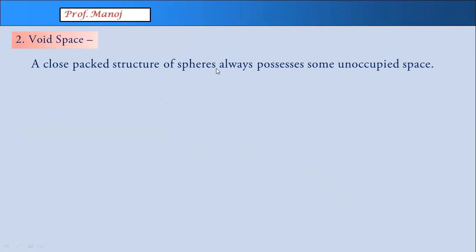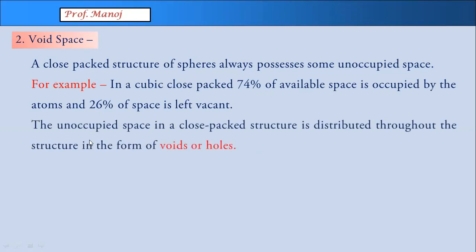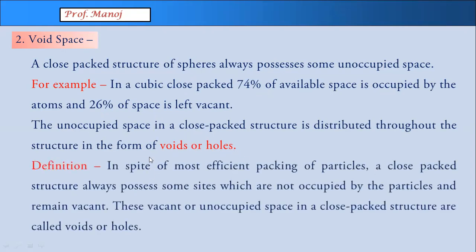The close pack structure always possesses unoccupied space. We had seen in yesterday's derivations, like in cubic close pack, 74% space was occupied, 26% was left vacant. Yesterday we did the derivations. This unoccupied space is called void space or holes. So just read up this definition. What I told here is just given in the form of a definition here.